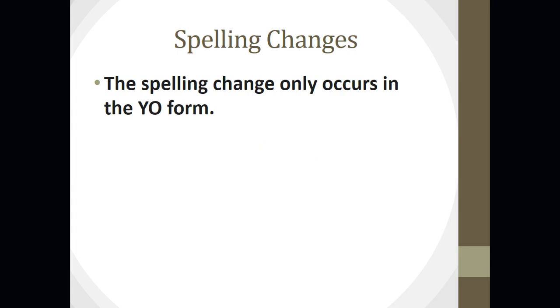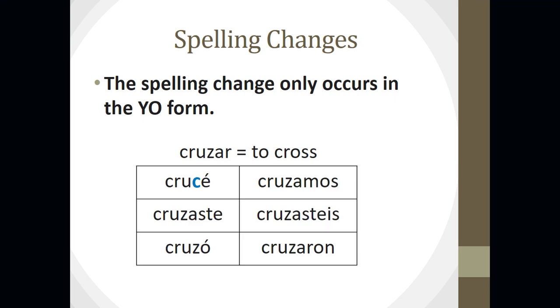Lastly, we're going to look at cruzar. Cruzar means to cross, as in to cross the street. It's a ZAR verb. So in the yo form, your Z is going to change to C. Its conjugation looks like this. Crucé, cruzaste, cruzó, cruzamos, cruzaron.